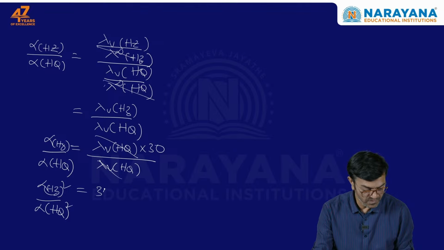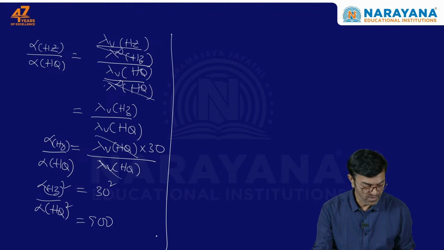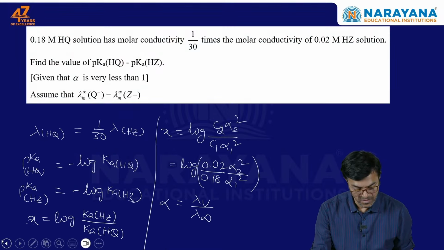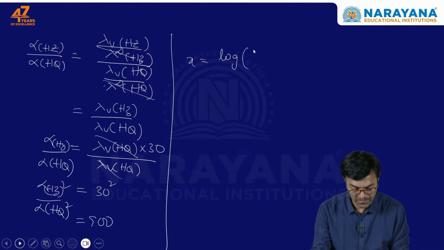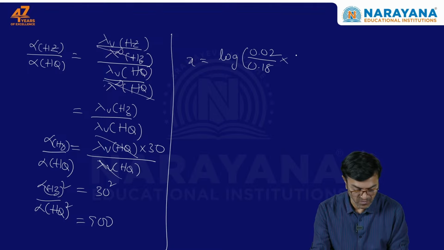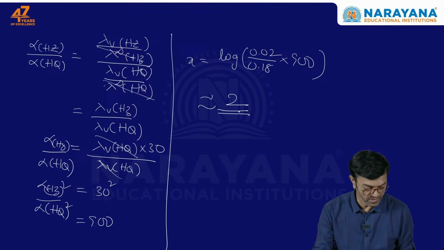Which is 900. So substitute this value back in the previous one, that is x is equal to log of 0.02 by 0.18, and square we got it as 900. After solving the entire thing, you will be getting approximately 2. That will be the answer.